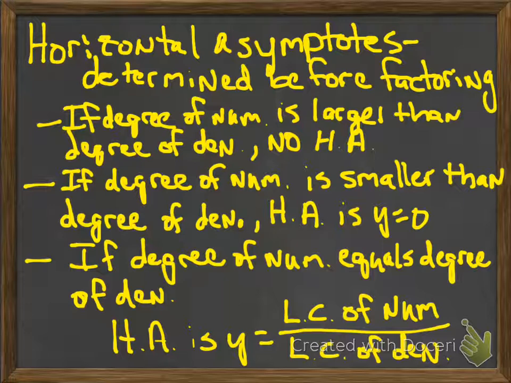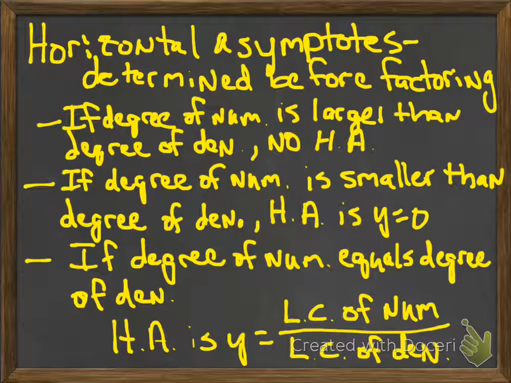If the degree of the numerator is smaller than the degree of the denominator, your horizontal asymptote is y equals 0. If the degree of the numerator equals the degree of the denominator, your horizontal asymptote is the leading coefficient of the numerator over the leading coefficient of the denominator.